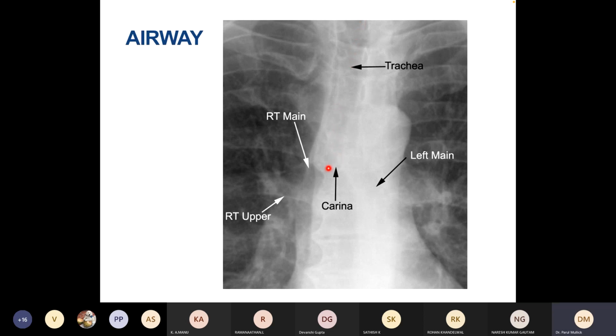यहाँ आया हमारा कैराइना, ये हो गया आपका राइट ब्रोंकस, and I'm coming, this is the left bronchus, ठीक है, and this is the carina. Okay, can you all appreciate it? Yes, ma'am. Okay. Now, is the trachea in midline?